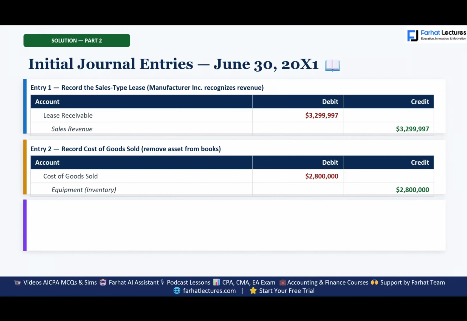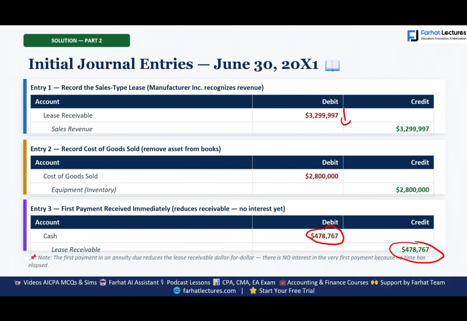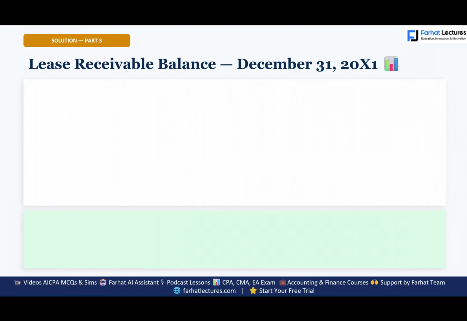Is this everything? No. Remember, Adam will have to make the first payment immediately on that date, June 30th, X1. Therefore, the company would receive cash of 478,767. They will debit cash, and they will immediately reduce the receivable. At this point, there is no interest revenue, because this is the first payment, and interest is a factor of time. No time has elapsed. We signed the deal June 30th and made the first payment June 30th. No interest revenue as far as the manufacturer.